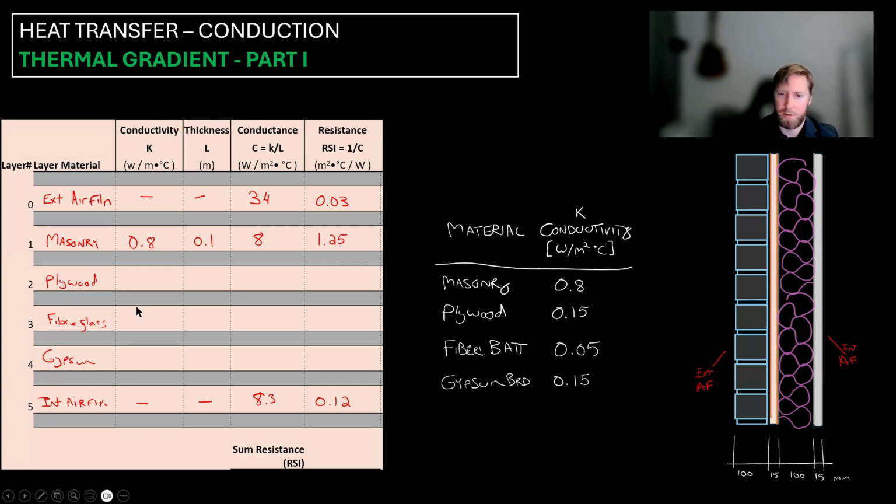So not 1.25, 0.125. Okay, so you just fill that out and calculate that for each row. And you're going to come to the thermal resistance for each layer. So I'll do one more, and then I'll just fast forward through this. Plywood.